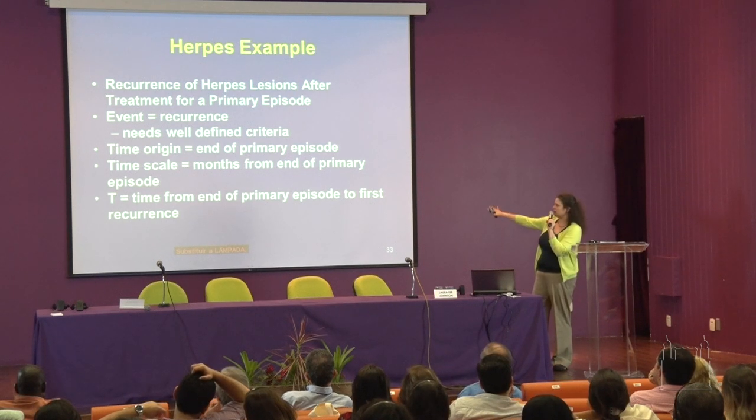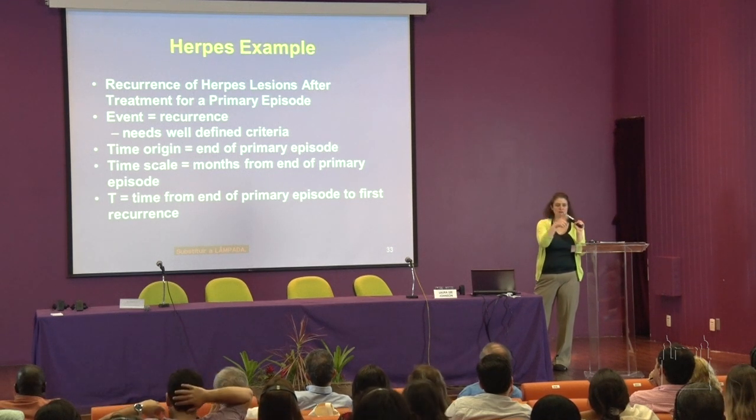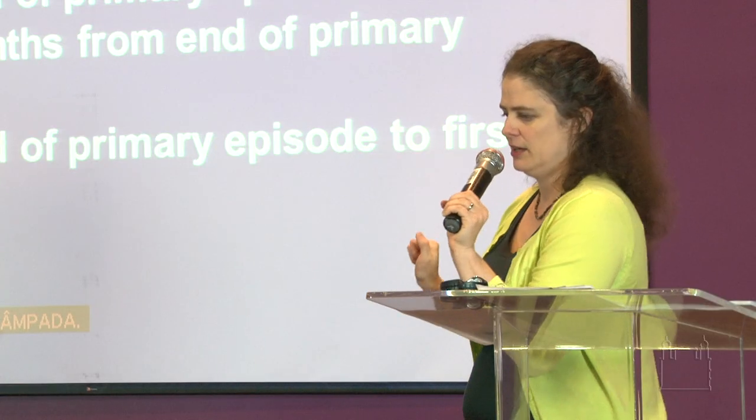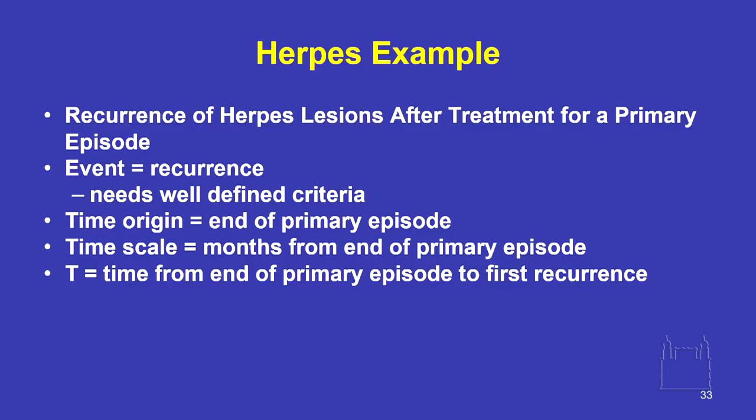Anyway, you have to define this really well, and you have to define it in a way so that, one, other people believe you, and two, everybody is going to make the same decision about this. Our time origin was the end of the primary episode. The time scale was months from the end of the primary episode until they actually had their recurrence. The time from the end of the primary episode to the first recurrence is what I'm really trying to measure, but it has all these elements.